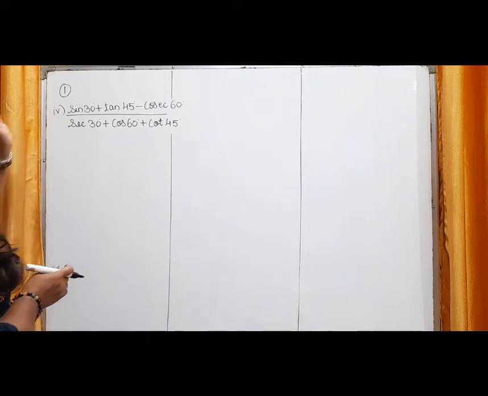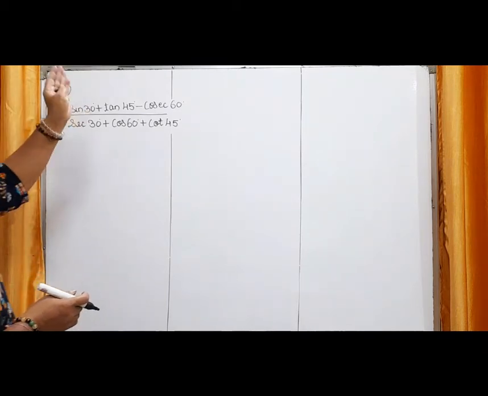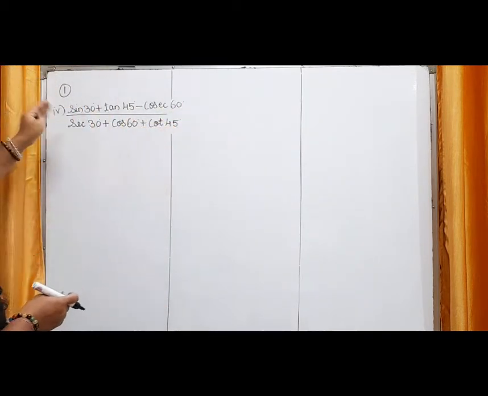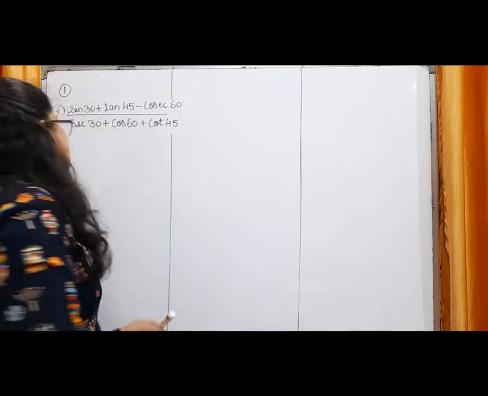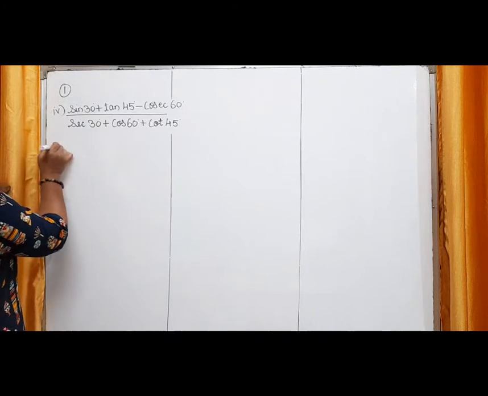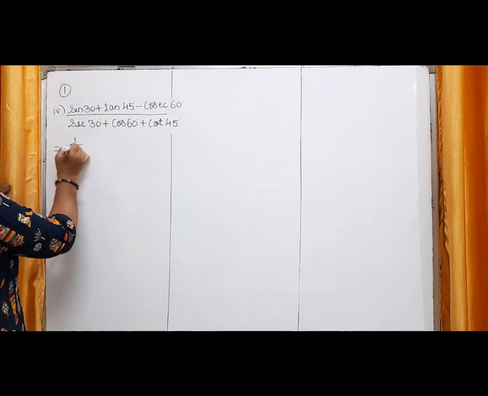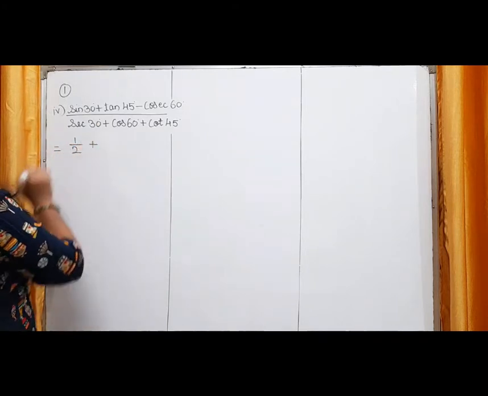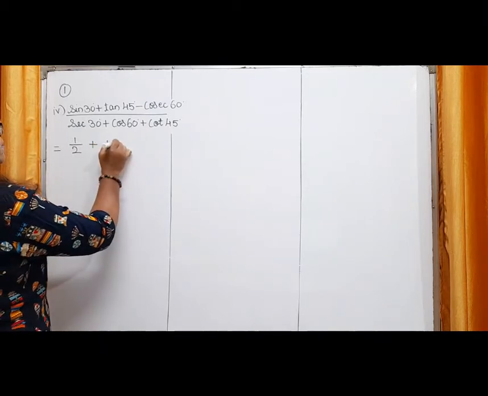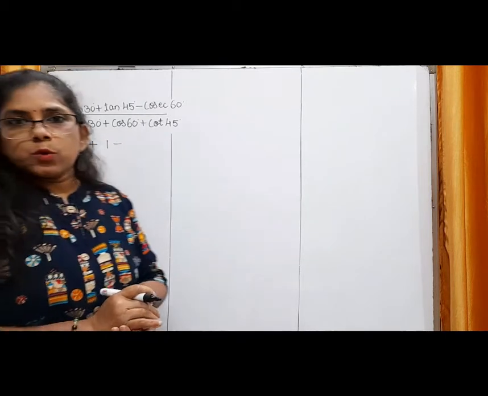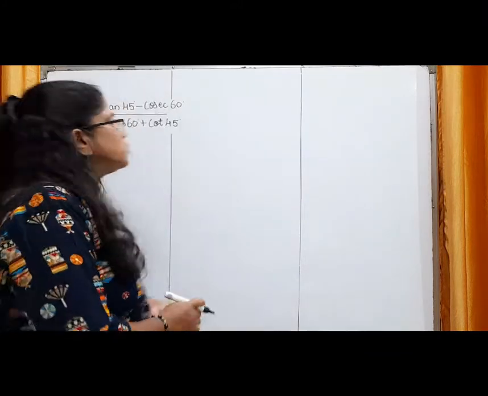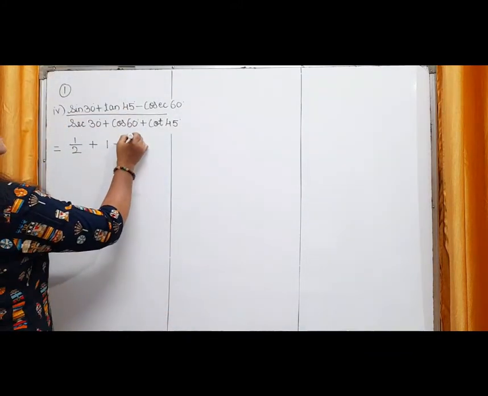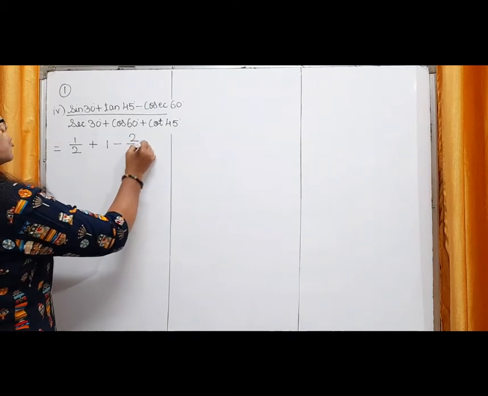Fourth sum: (sin 30 plus tan 45 minus cosec 60) upon (sec 30 plus cos 60 plus cot 45). Sin 30 is 1 upon 2. Tan 45 is 1. Cosec 60, cosec means reciprocal of sin. Sin 60 is root 3 upon 2, so cosec 60 is 2 upon root 3.